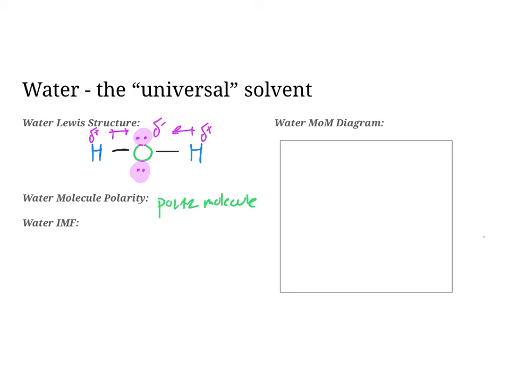The intermolecular forces that we generally say are present are the London dispersion forces, because it's covalent, and hydrogen bonding. One might put down that it's dipole-dipole also, and that is true, but because hydrogen bonding is technically a stronger form of dipole-dipole, we generally omit that.